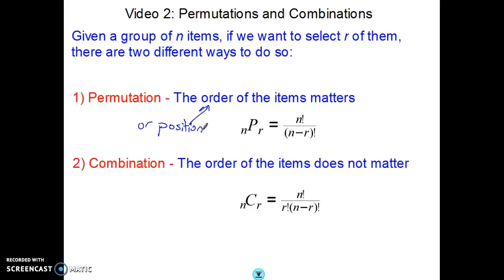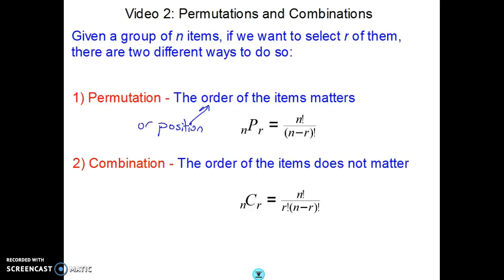The notation for a permutation is nPr. And what this means is that you're picking r things out of a group of n items. And the formula for that is n factorial divided by n minus r factorial. Now, if you don't remember what factorial means, or you haven't seen it before, we'll cover that on the next page.